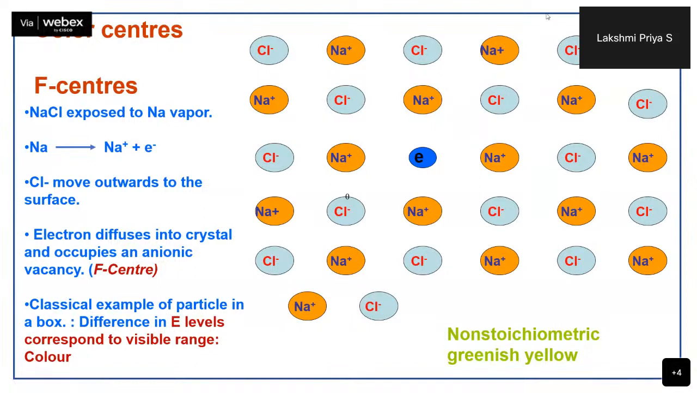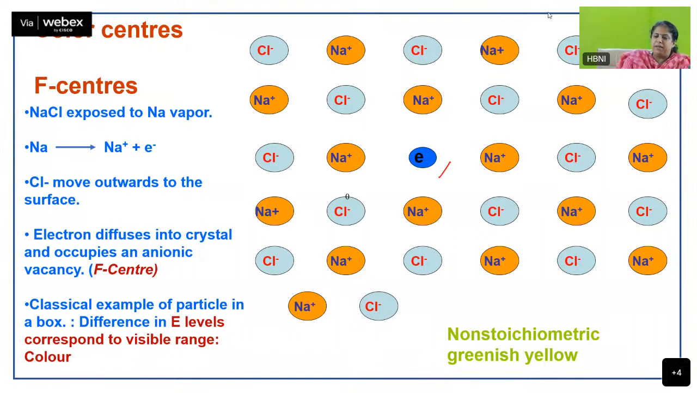Okay, some very general defects, color centers. So color centers are also point defects. A very common color center that you all must have heard about at least once is the F center. F center is nothing but an anion vacancy occupied by an electron.